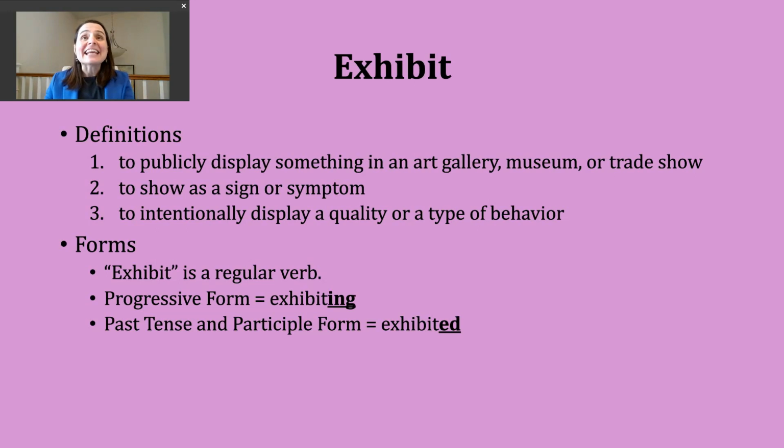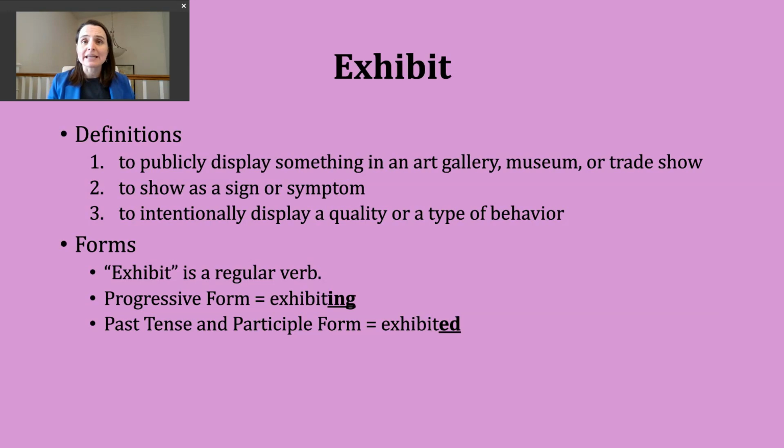You should know that exhibit is a regular verb. To make the progressive form of this verb, all I need to do is add ing to the end to form exhibiting. The past tense and participle forms of this verb can be made by adding ed.